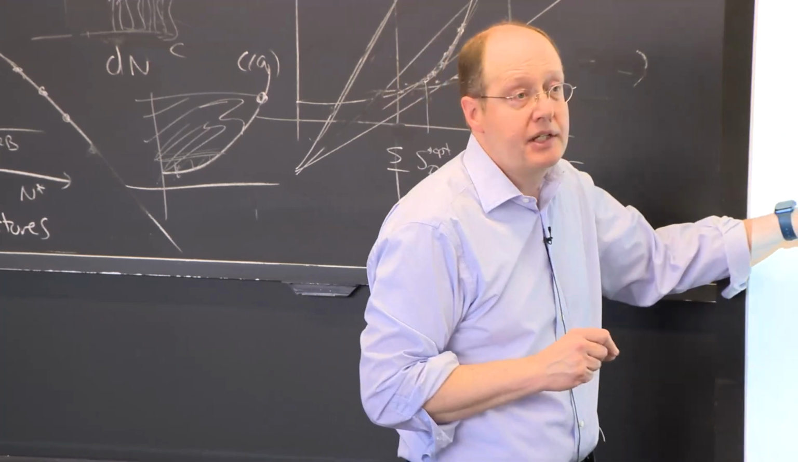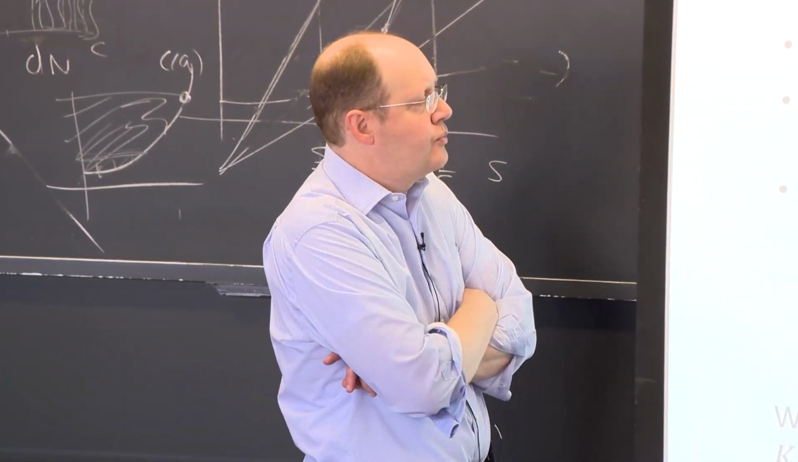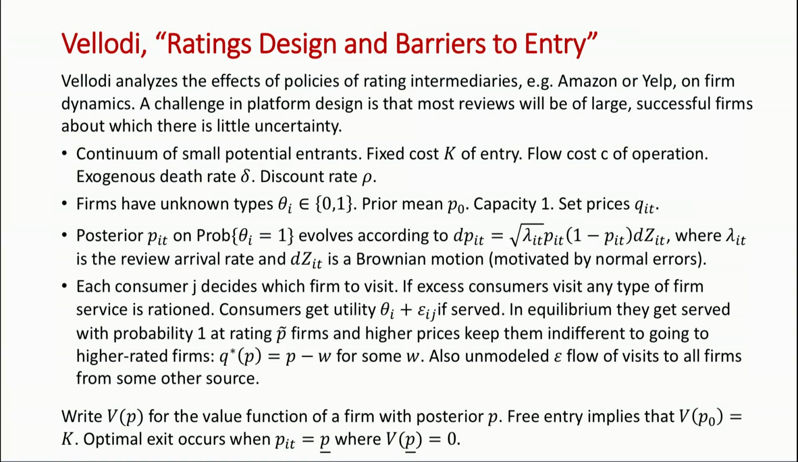So every consumer in each period goes to exactly one restaurant. They decide which firm to visit. If excess consumers visit any firm, then service is rationed. There's a line outside and only some of the people go in. Consumers get utility theta_i plus epsilon_ij if they're served by restaurant i.